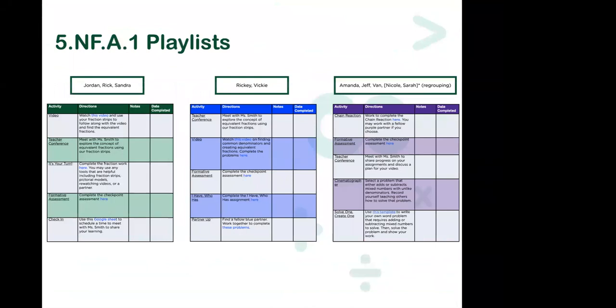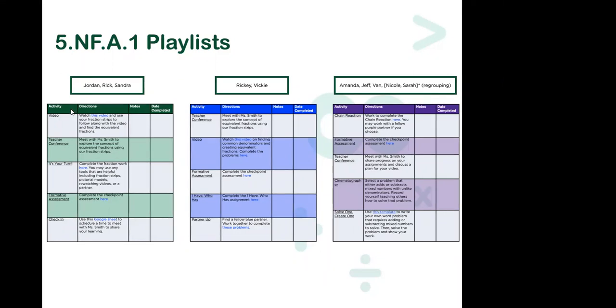So we were previously talking about the concept of a playlist, and you'll see here that there are 3 separate playlists, one in green, one in blue, and one in purple, that are all addressing standard 5 NF1 with adding and subtracting unlike fractions. So you'll notice here that we have 3 students dedicated to that green one. And those are those 3 students that showed us that they're just adding or subtracting straight across. We don't really have a good idea about equivalent fractions and how that comes into play as it relates to the operations of addition and subtraction.